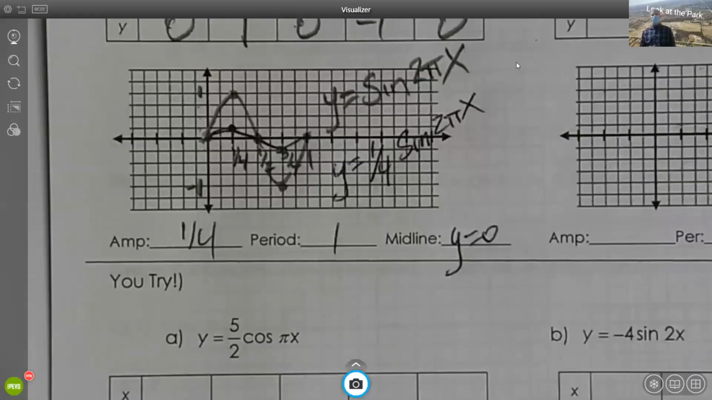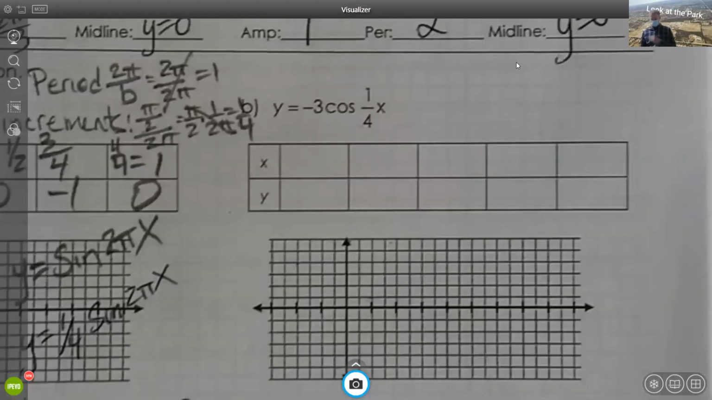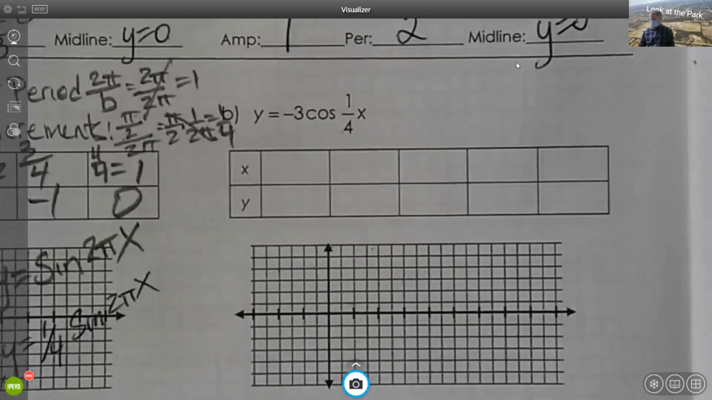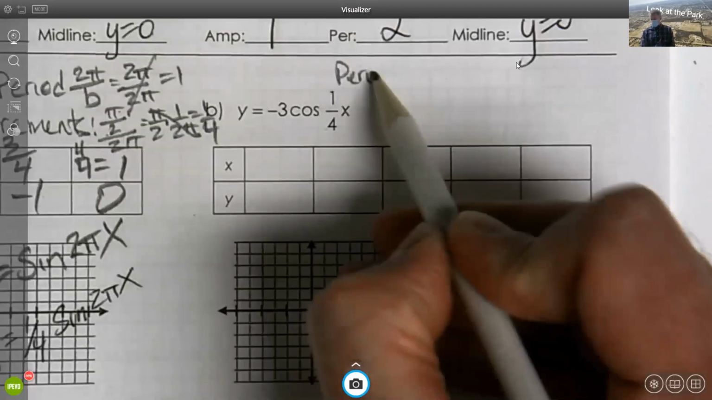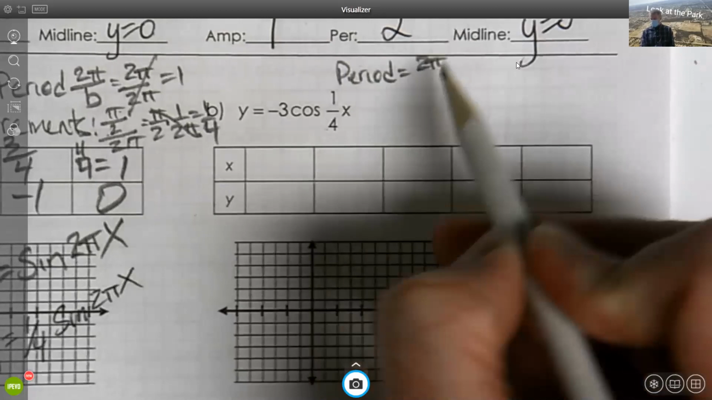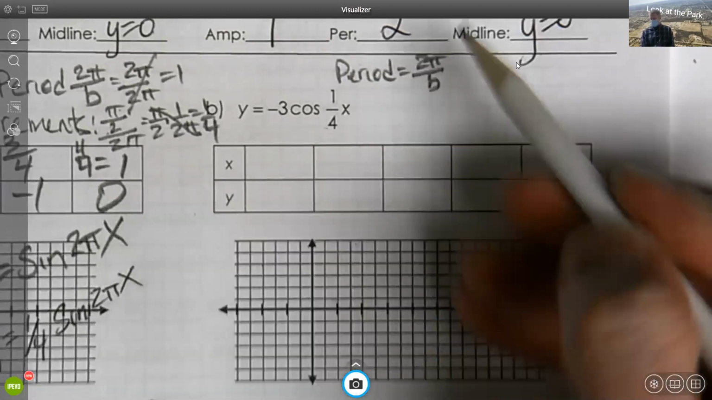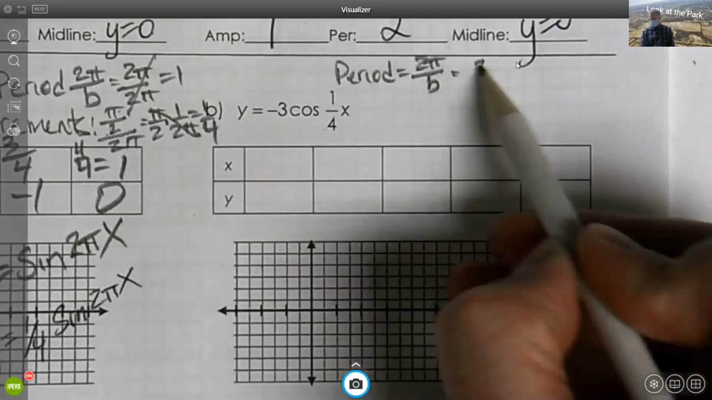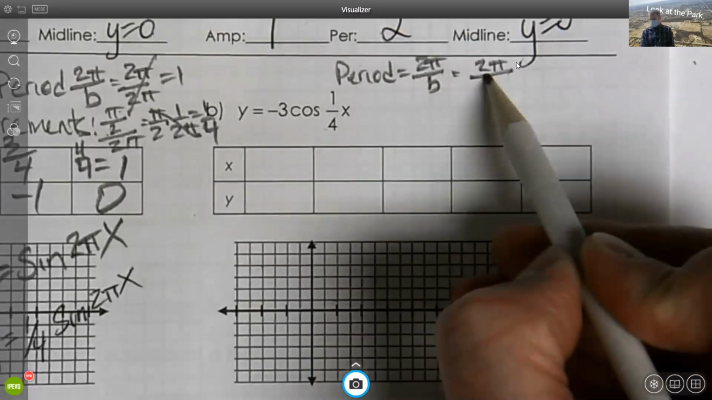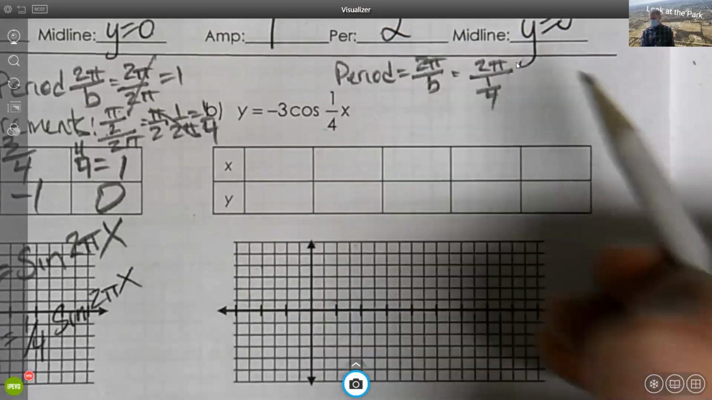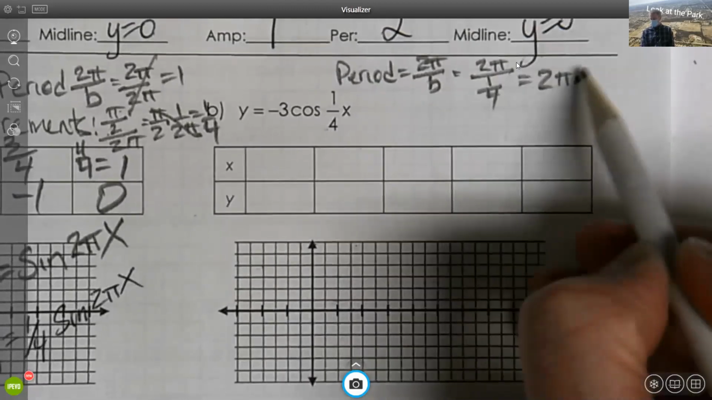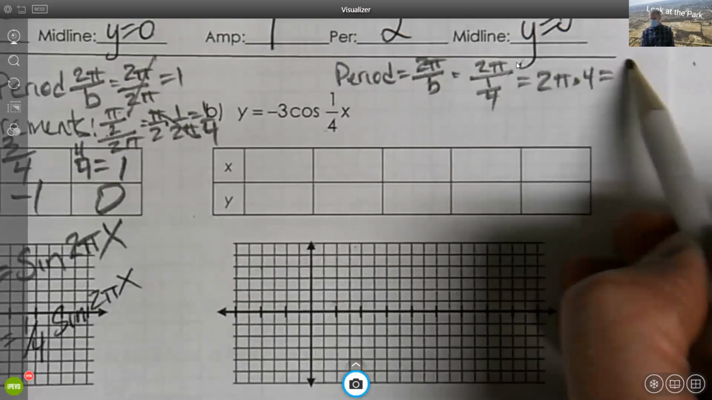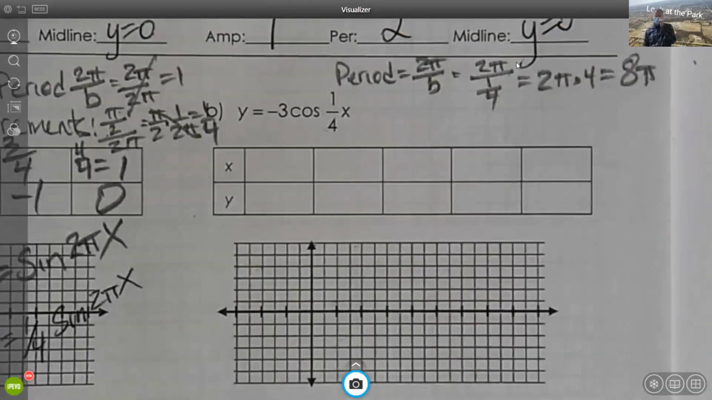We'll start out our next one here, number 3b, by finding the period first. The period is always 2 pi divided by b. Well, in this case, that's 2 pi divided by 1/4. Well, you take your 2 pi and you times it by the reciprocal. That's going to make 8 pi. This is the first one that we've seen actually stretch out longer.